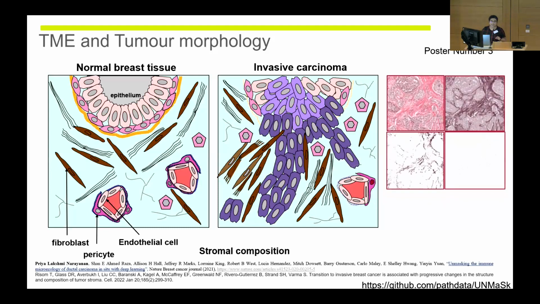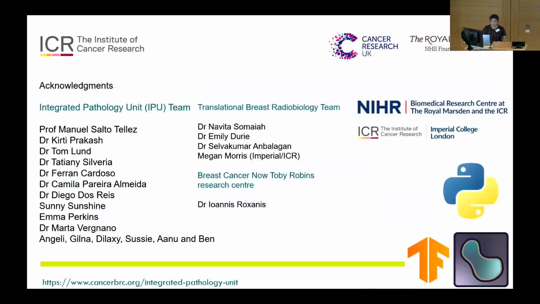And now we are studying the collagen characteristics that are responsible for poor prognosis in patients as well, which is one of the posters by a PhD student, poster number 3. You're welcome to contact either me or the PhD student from our lab.